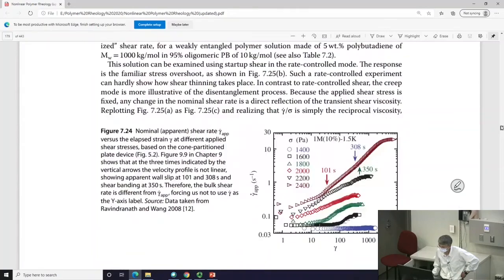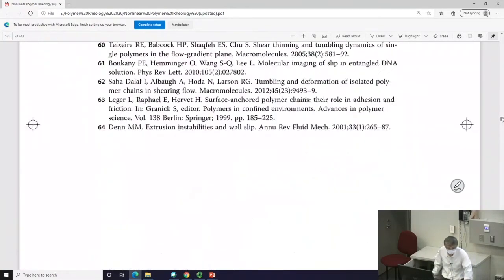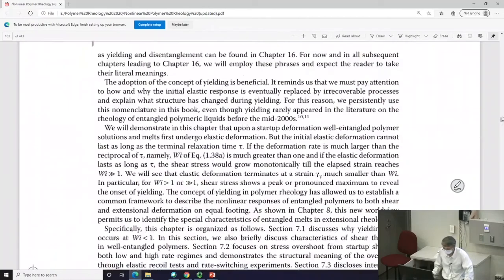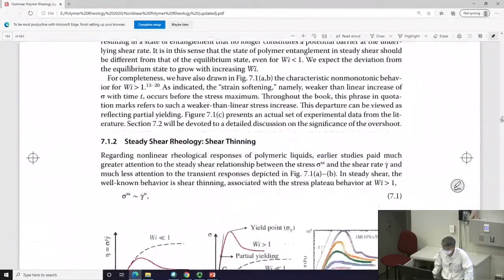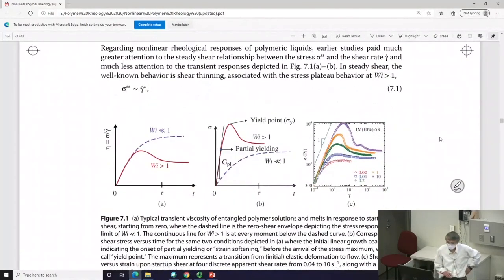Oh, so fast. I just want to finish up and indicate that nothing is better than what I can draw here. So I also want to indicate the middle figure. The purple is what we just discussed: the Weissenberg number smaller than one, the linear response, the unforced yielding.